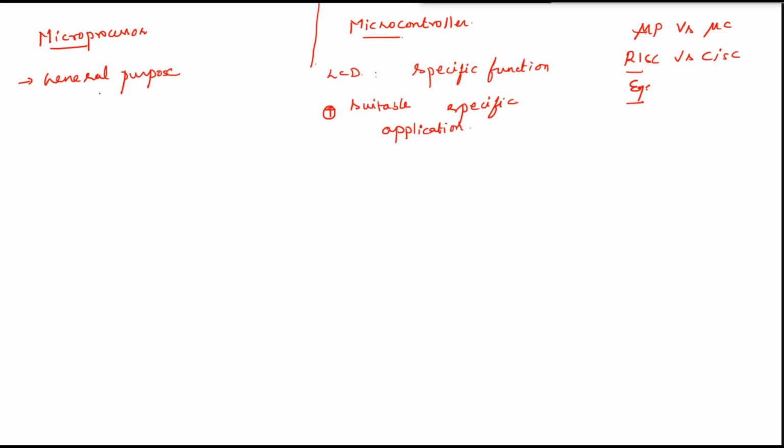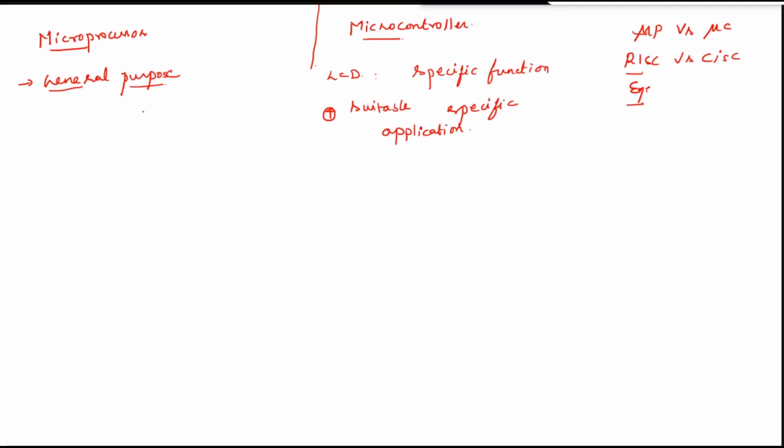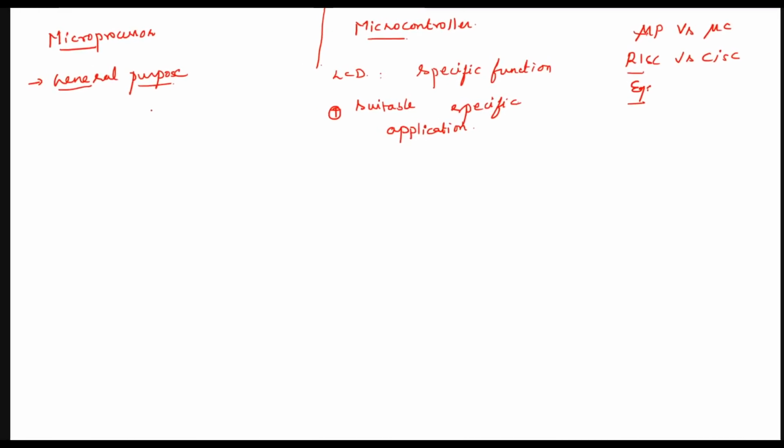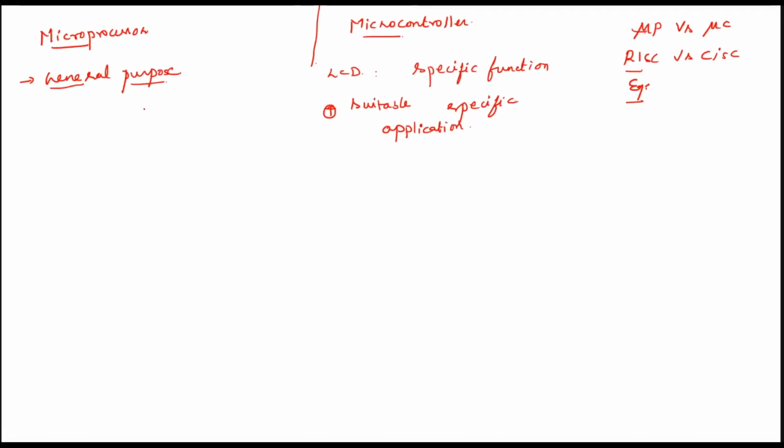Got it? When you take a microprocessor, it is going to be general purpose. Think of your desktop, or even a supercomputer, whatever it is, it is going to be general purpose. But when you take a microcontroller, it is going to be application specific, mostly suitable for carrying out specific applications.